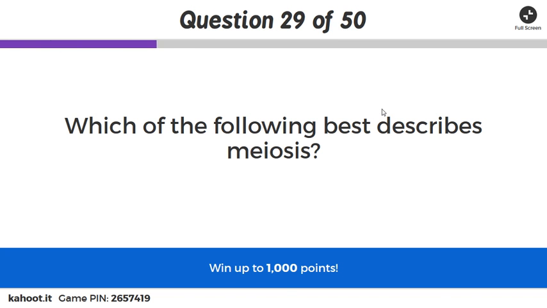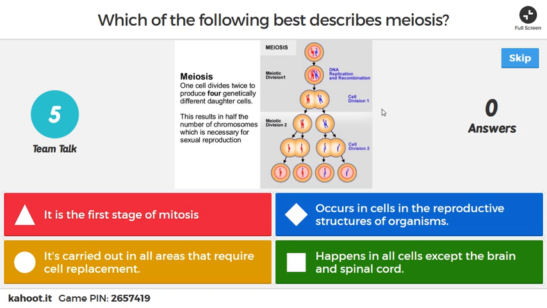Which of the following best describes meiosis? So here we have a picture of meiosis going through PMAT twice. If you look at the bottom of this picture, it'll really help you out with this question.